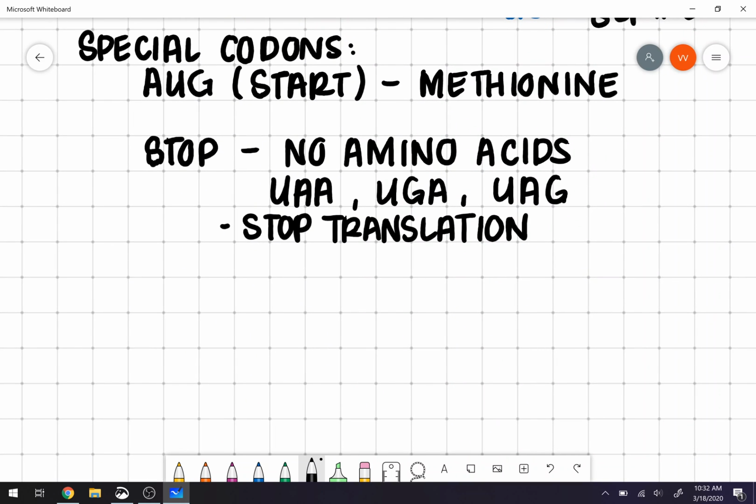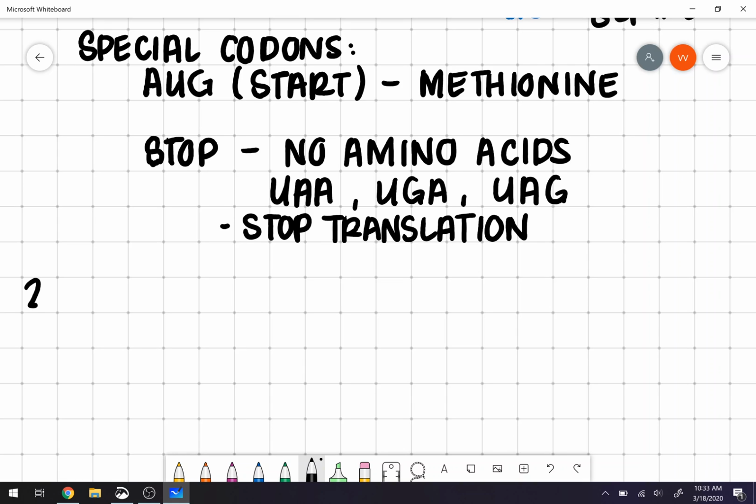Same thing with the start codon. Doesn't matter how much stuff is in front of the start codon, the ribosome will not start until it finds a start codon. Okay? Hopefully that makes sense. So that's the first step.